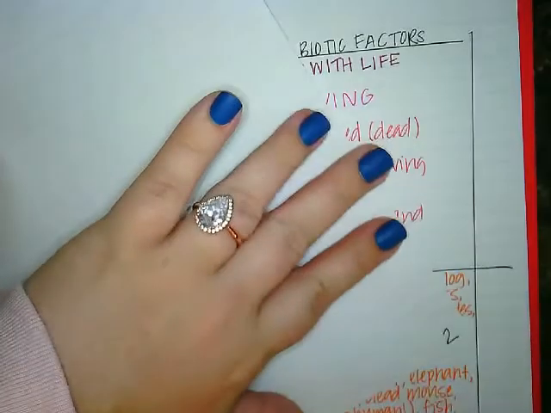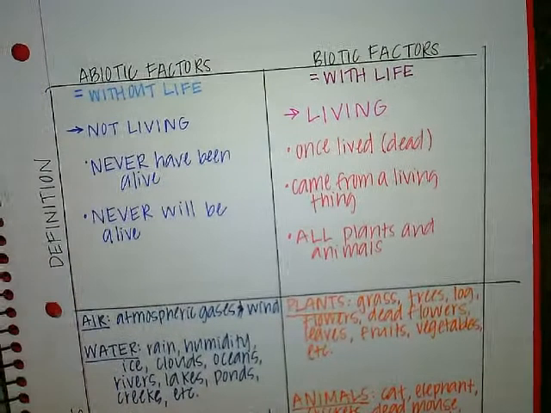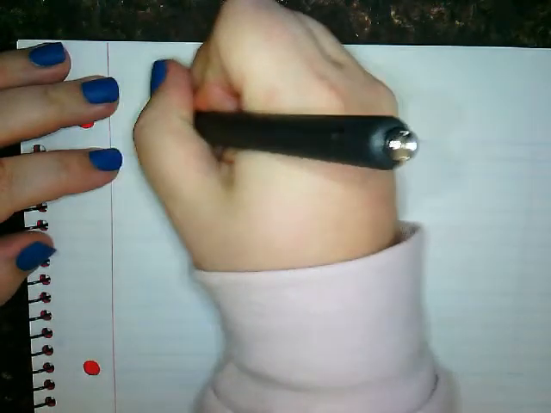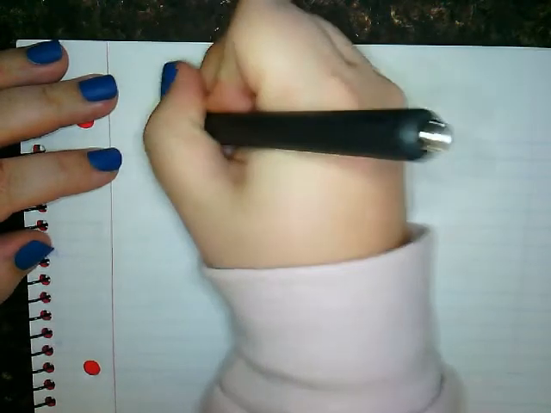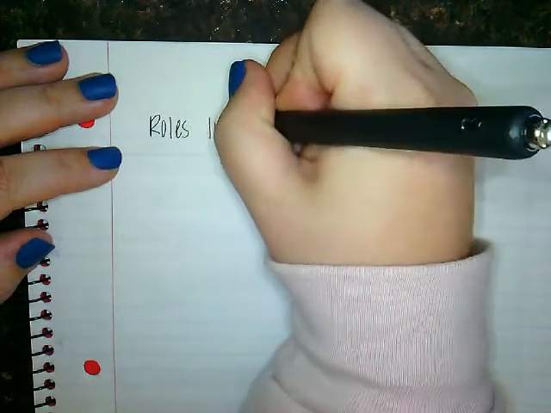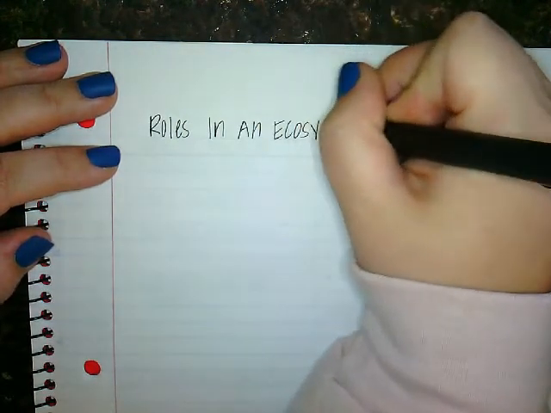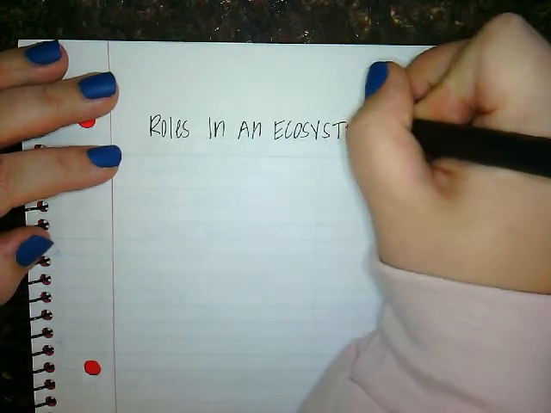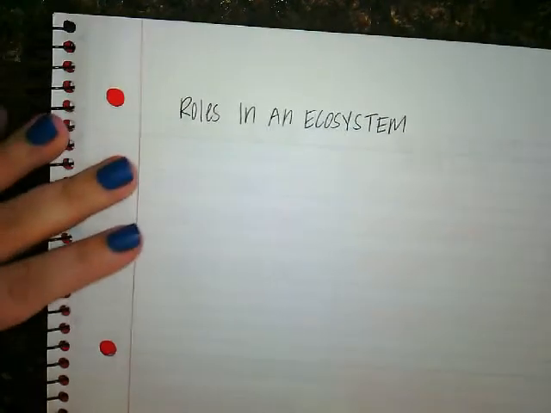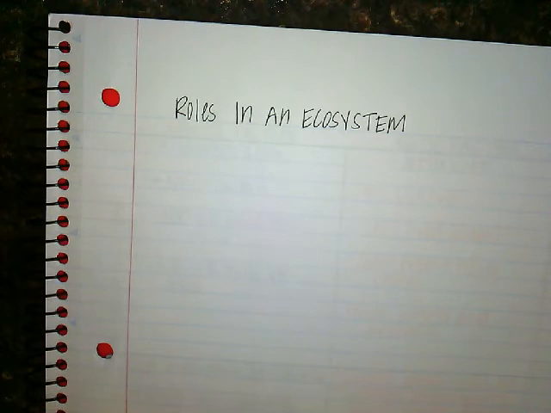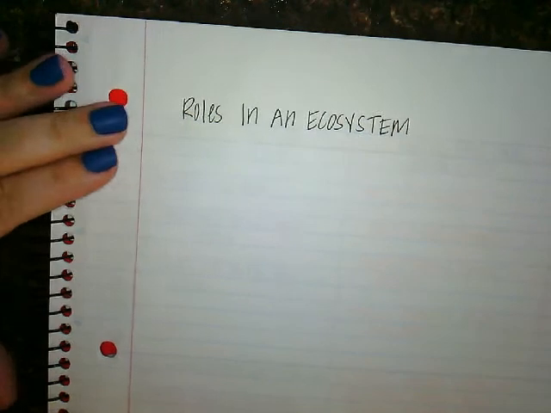All right, guys, so you should be on page 2. So, there's my 2. Page 1 were your abiotic and biotic notes from last week. So we're going to title this page Roles in an Ecosystem. And we're going to just jump right into notes. So I'm going to start with the roles of the organisms in a food chain.